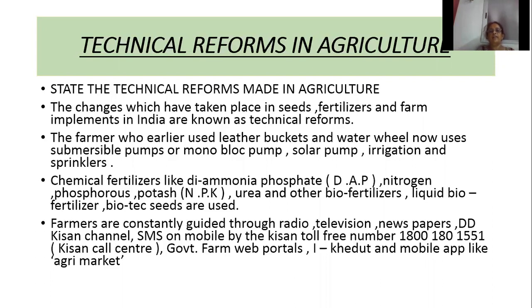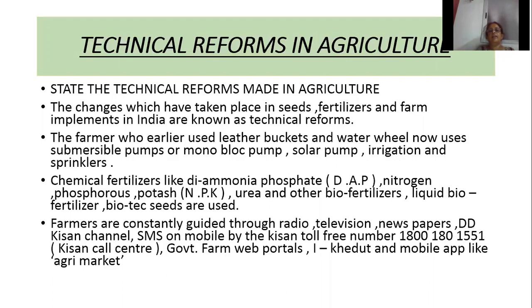Now farmers are getting guidance through radio, television, newspapers, DD Kisan channel, SMS on mobile by the Kisan toll-free number 1800 Kisan call center. If they have any doubt regarding agriculture, they can collect information by using that toll-free number. Then government farm web portals are there, iKedut and a mobile app like AgriMarket.